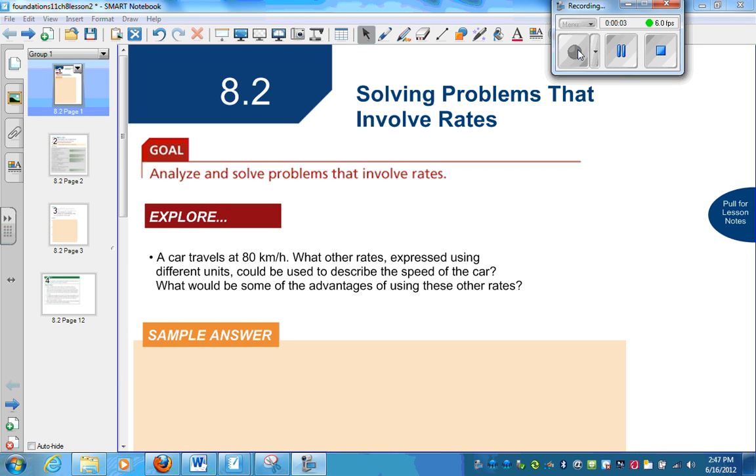Section 8.2 is solving problems that involve rates. There's lots of great examples in the textbook. I'm just going to go through one in the textbook. The other ones are there and are good to read over.